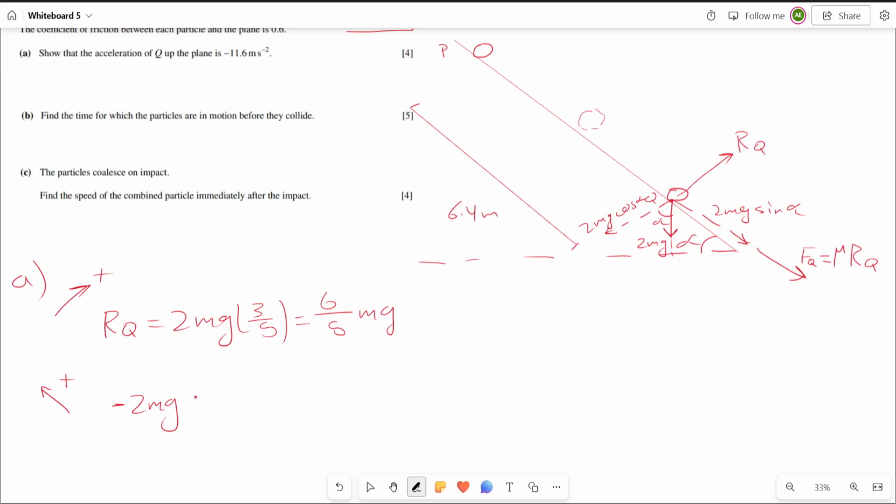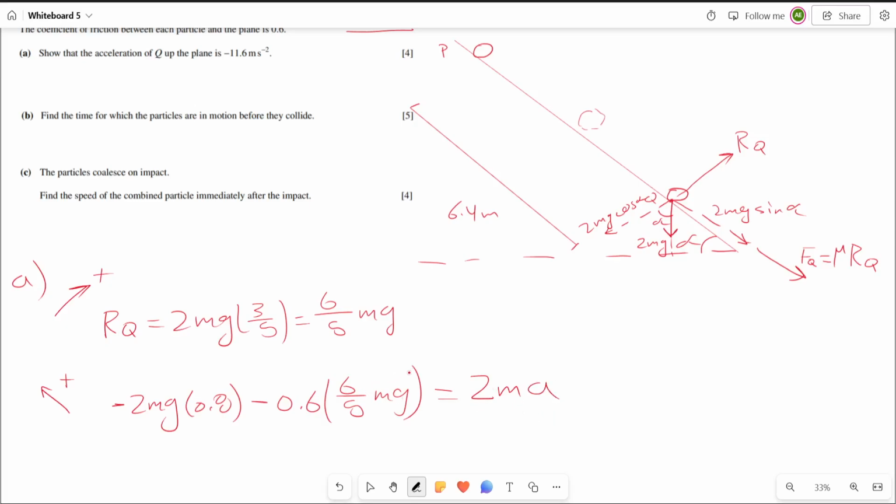So negative 2mg sine alpha, which is 0.8. And then I have a friction force also acting in the negative direction, so it's going to have a negative sign, of mu, which is 0.6, times RQ. And what is RQ? 6 over 5 mg. And this is no longer equal to 0 because I have an acceleration. So this is going to equal 2m times a.